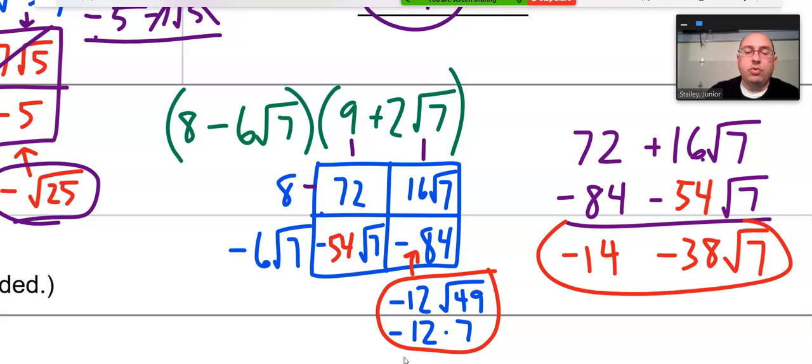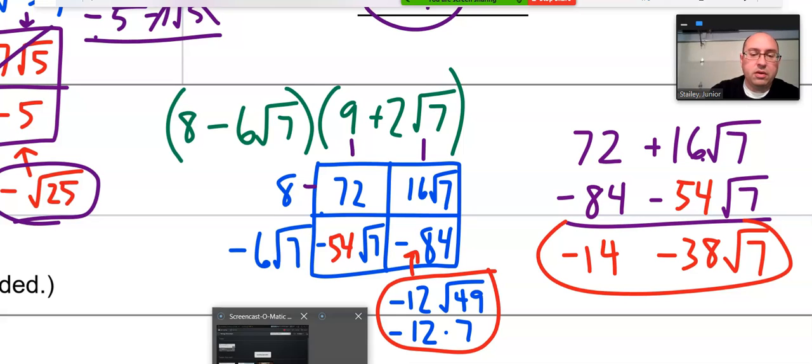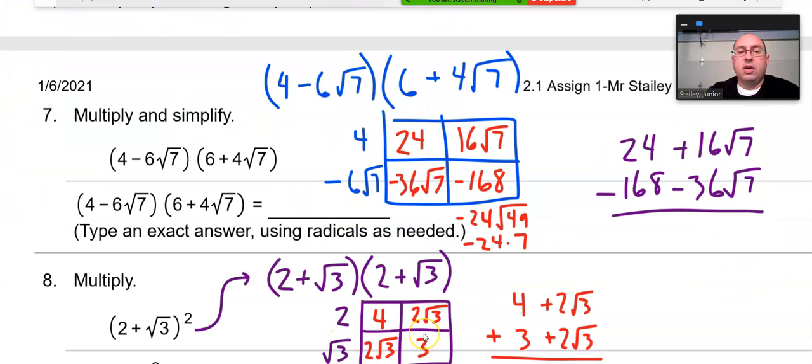Okay, moving on. Okay, so example 7, I've got a lot of practice problems here just to show you some more that you can look at for help. Let me just verify it quickly that I didn't screw it up like I did the last one. 4 times 6, 24, good. 4 times 4 radical 7 is 16 radical 7, good. Negative 6 radical 7 times 6 is negative 36 radical 7.